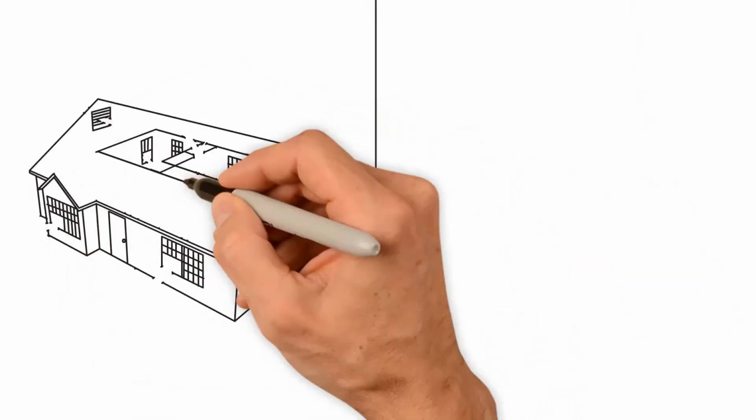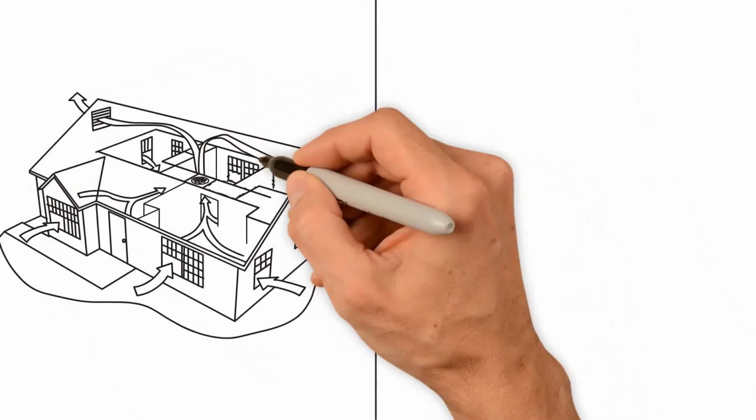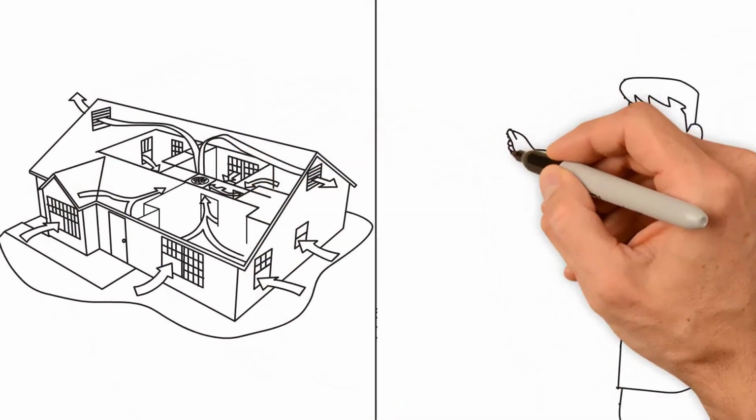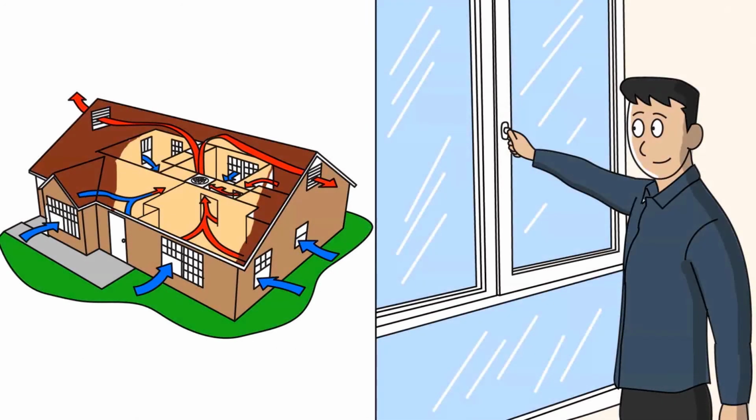Air leakage. This rating refers to how much air passes through and around your window. A low air leakage rating means it is well insulated and you're getting great efficiency from your window.